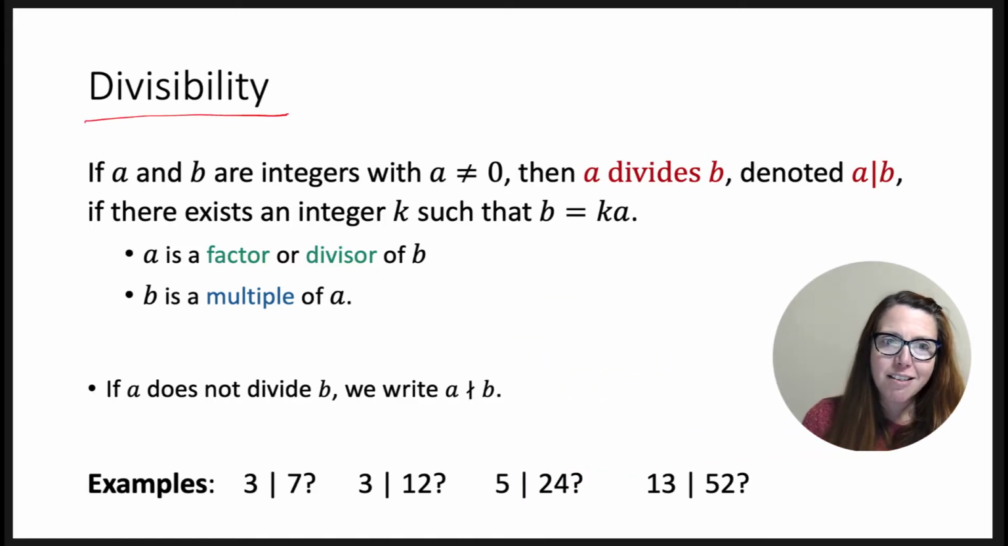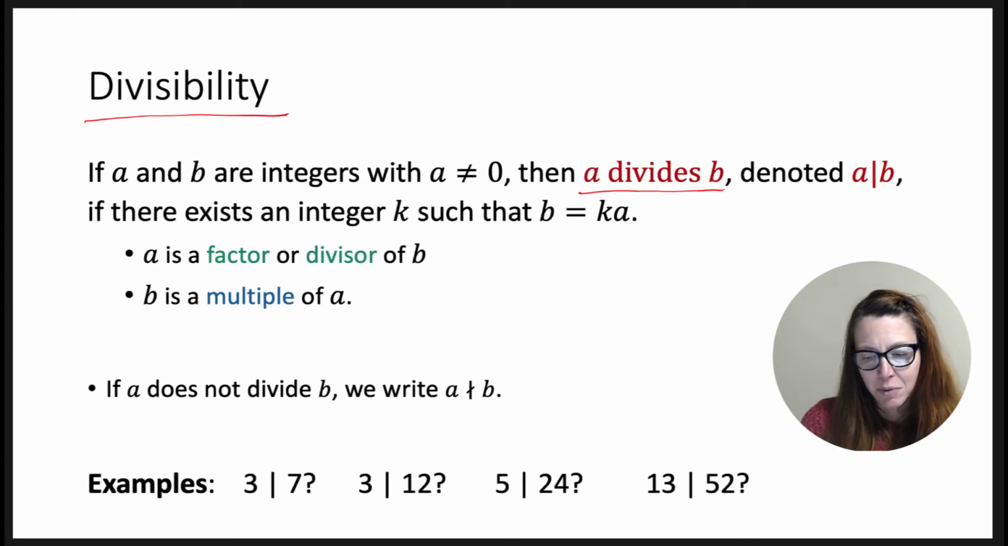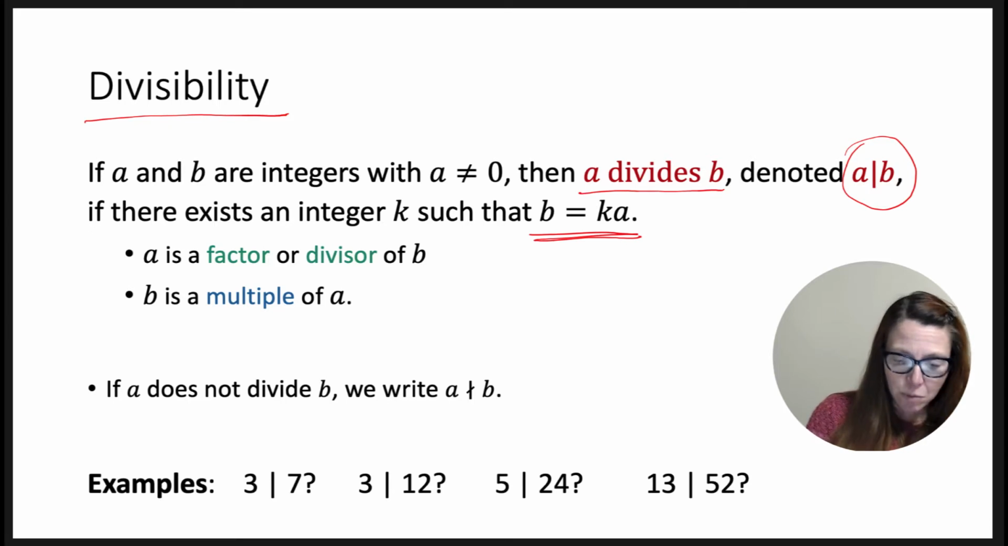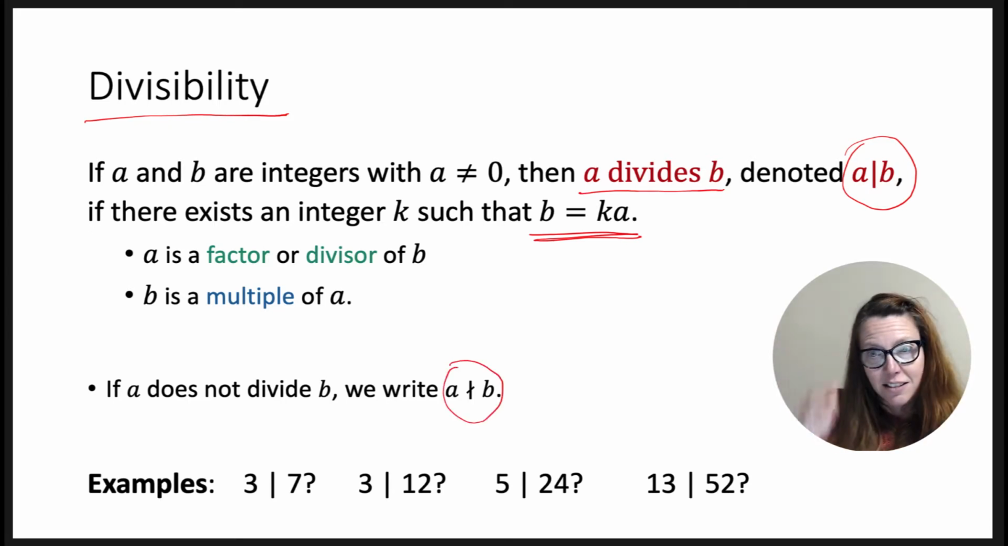We just recall that if a and b are integers and a is non-zero, then we can say that a divides b, and we denote it as a, with a line, b, if there exists an integer k such that b is equal to k times a. That means that a is a factor or a divisor of b, and b is a multiple of a. If a does not divide b, we denote it with that division symbol with a line through it.